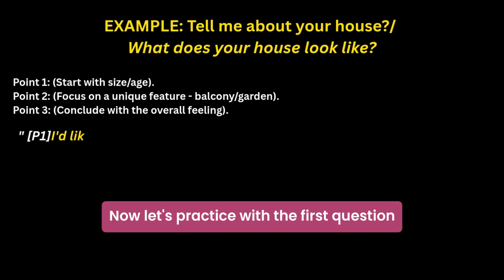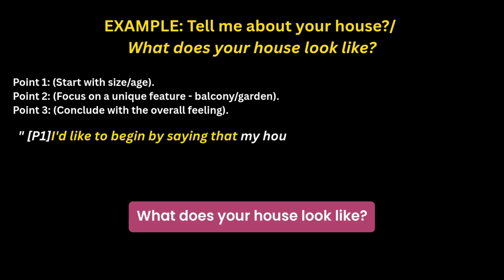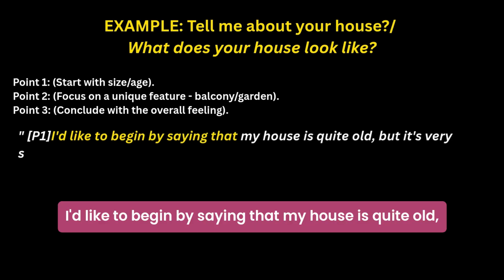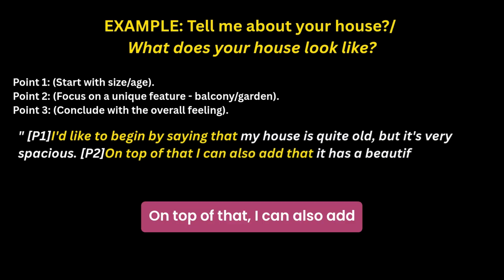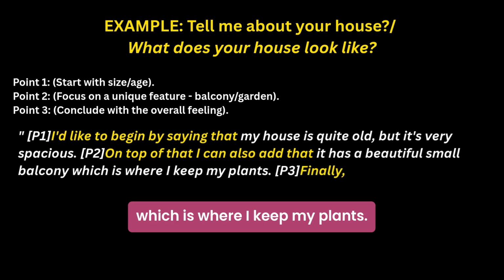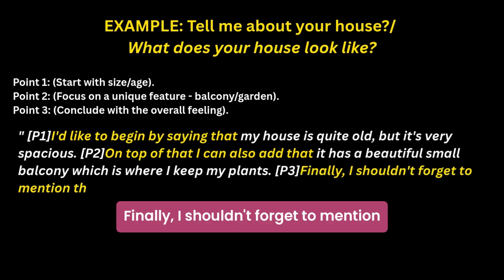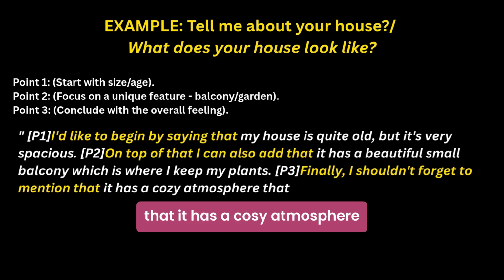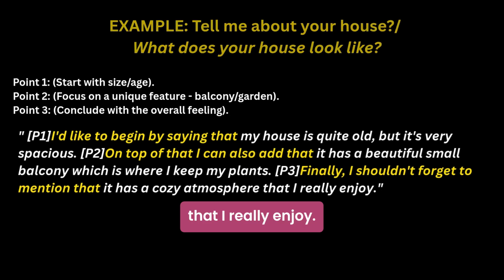Now let's practice with the first question. What does your house look like? I'd like to begin by saying that my house is quite old, but it's very spacious. On top of that, I can also add that it has a beautiful small balcony, which is where I keep my plants. Finally, I shouldn't forget to mention that it has a cozy atmosphere that I really enjoy.